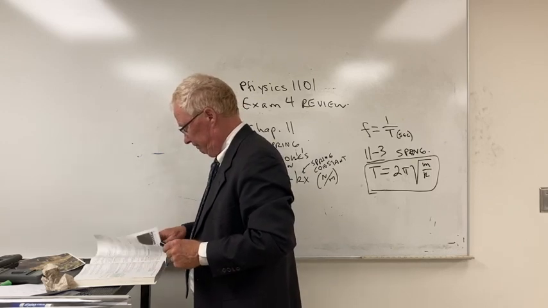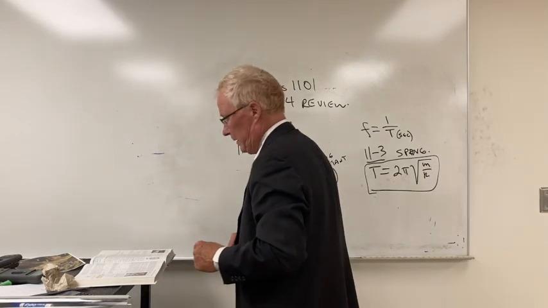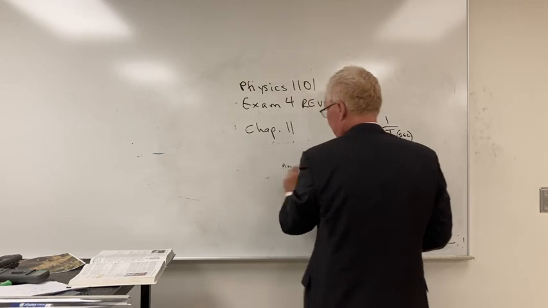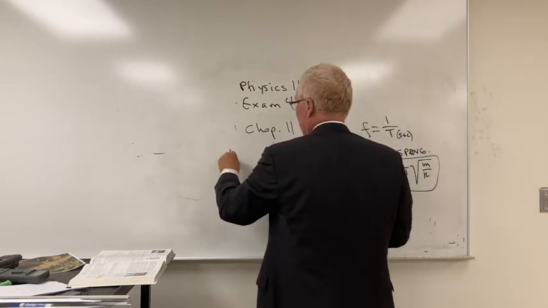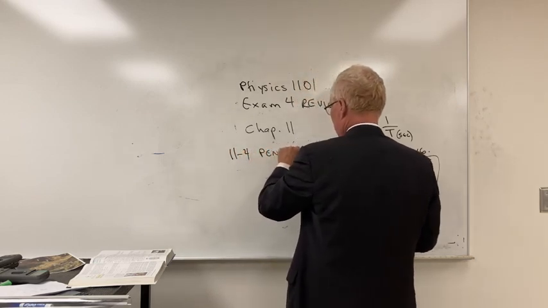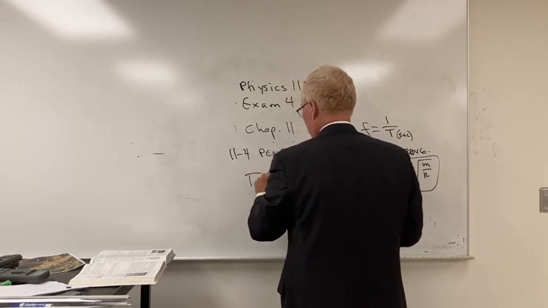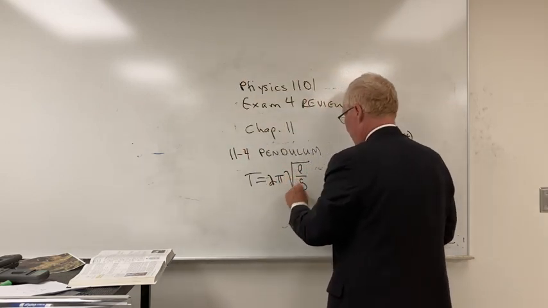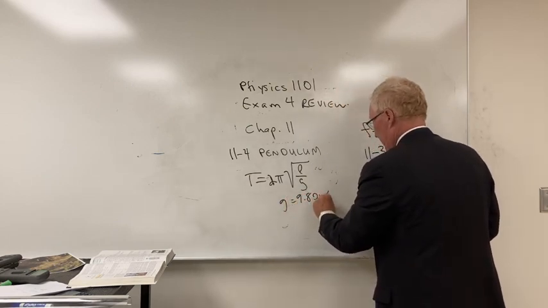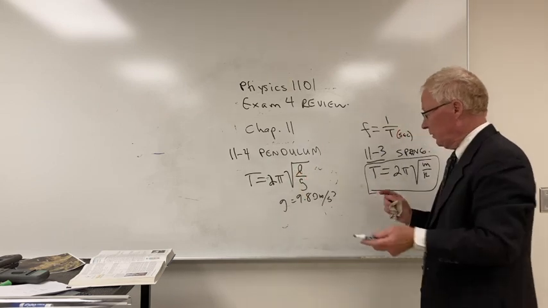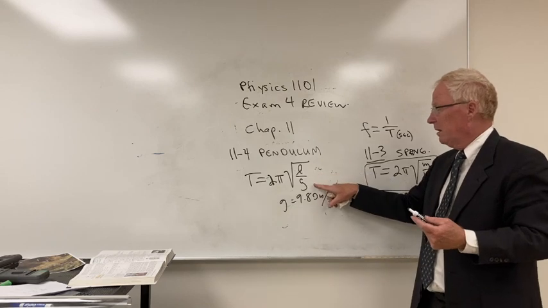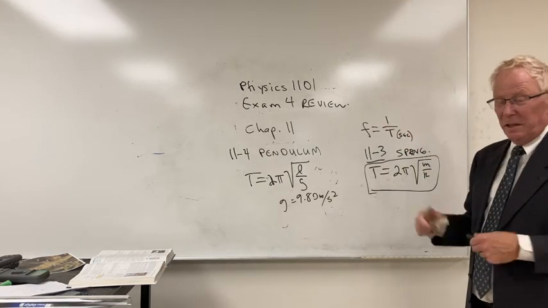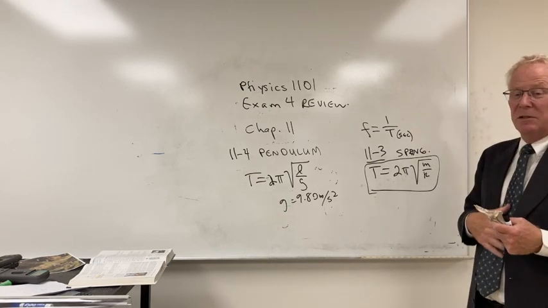For a pendulum, 11.4. All right, the period is a similar formula, 2 pi square root of L over g, where g is 9.8 meters per second squared, and L is the length of the pendulum. Again, those are the only two factors that determine the period of a pendulum: the length and the acceleration of gravity. All right, so that's section 11.4. Again, there isn't a whole lot to either one of these chapters, so pay attention as far as that's concerned.